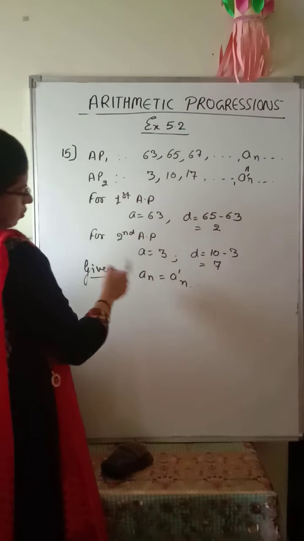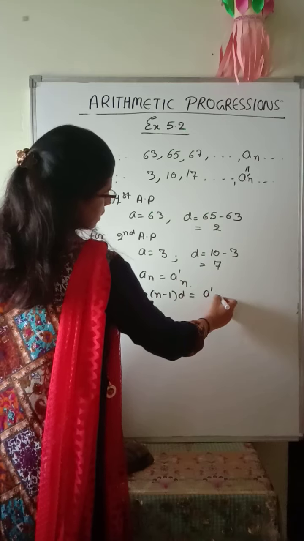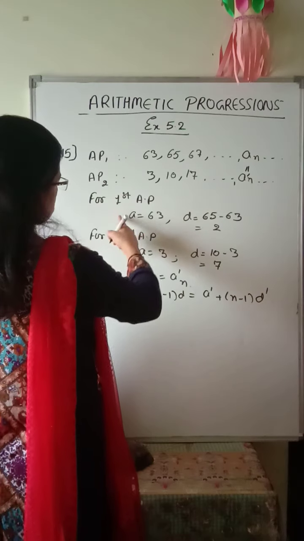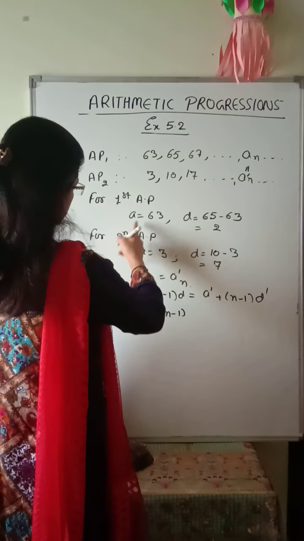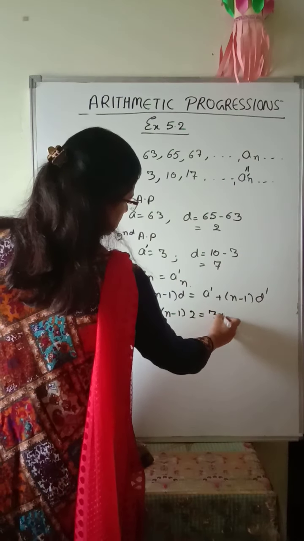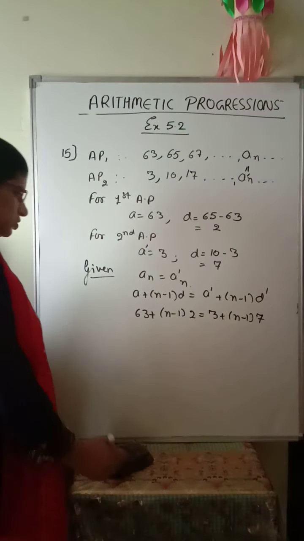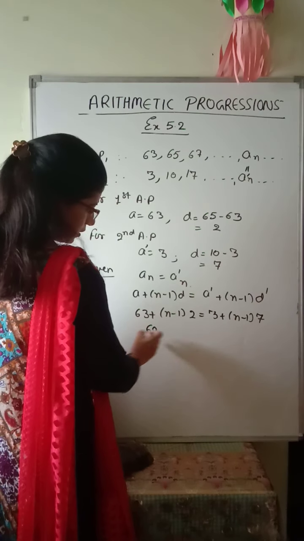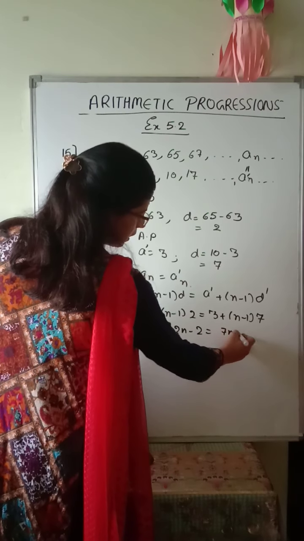Okay. So now for the nth term, put the formula a plus (n minus 1) into d is equal to a dash plus (n minus 1) into d dash. Okay. What is the value of a in the first AP? 63 plus (n minus 1), since we have to find the value of n, into d, which in the first AP is 2, is equal to a dash, which in the second AP is 3, plus (n minus 1). What is d in the second AP? 7. Okay. So let us solve this. If I bring 3 here, 63 minus 3 is 60, plus multiply inside: 2n minus 2 equals 7n minus 7.